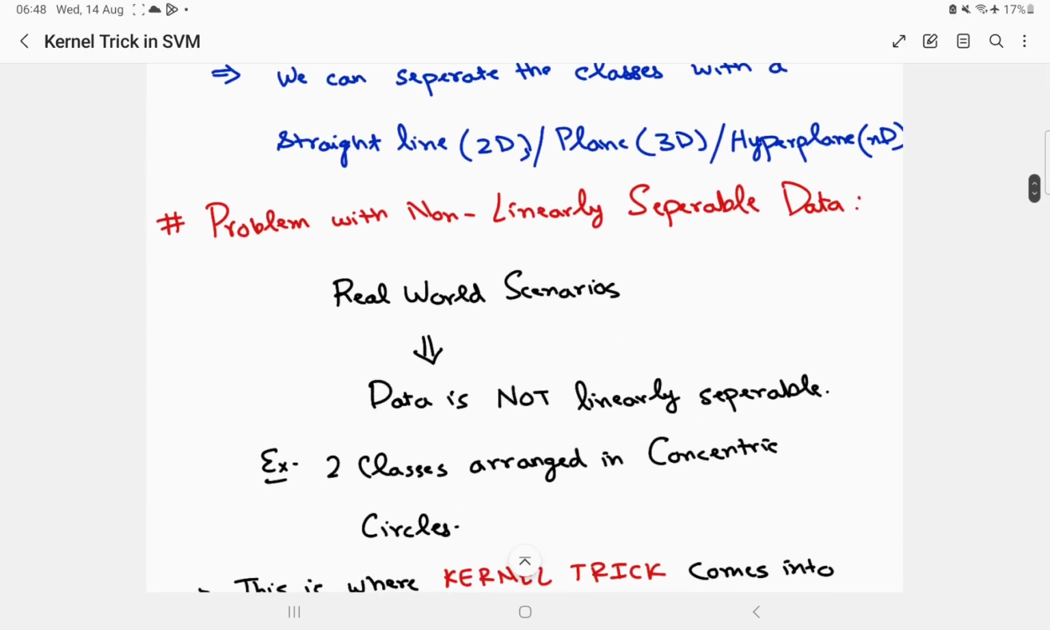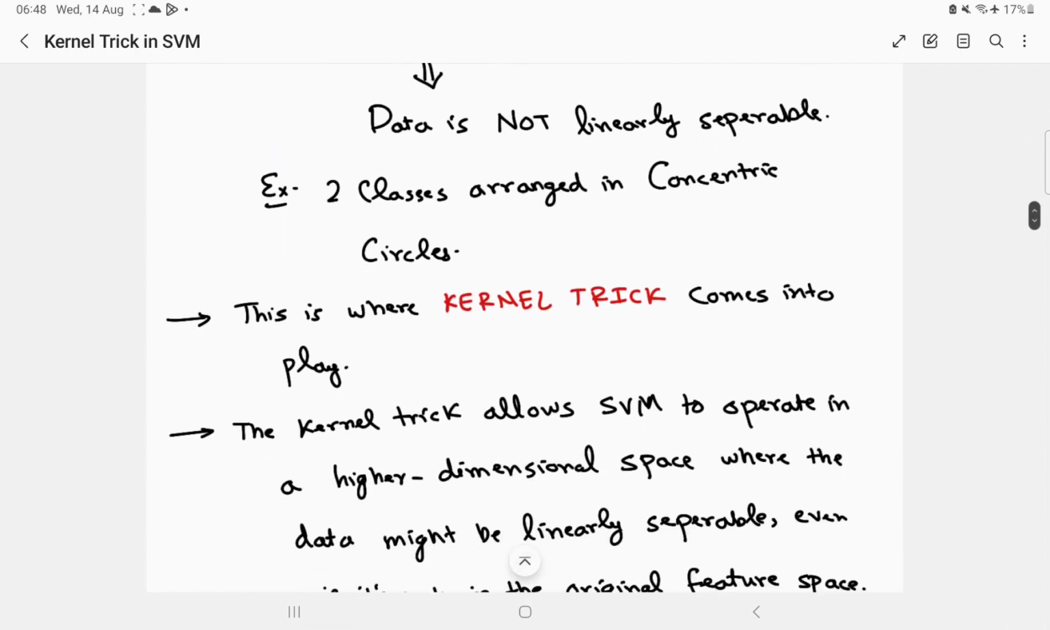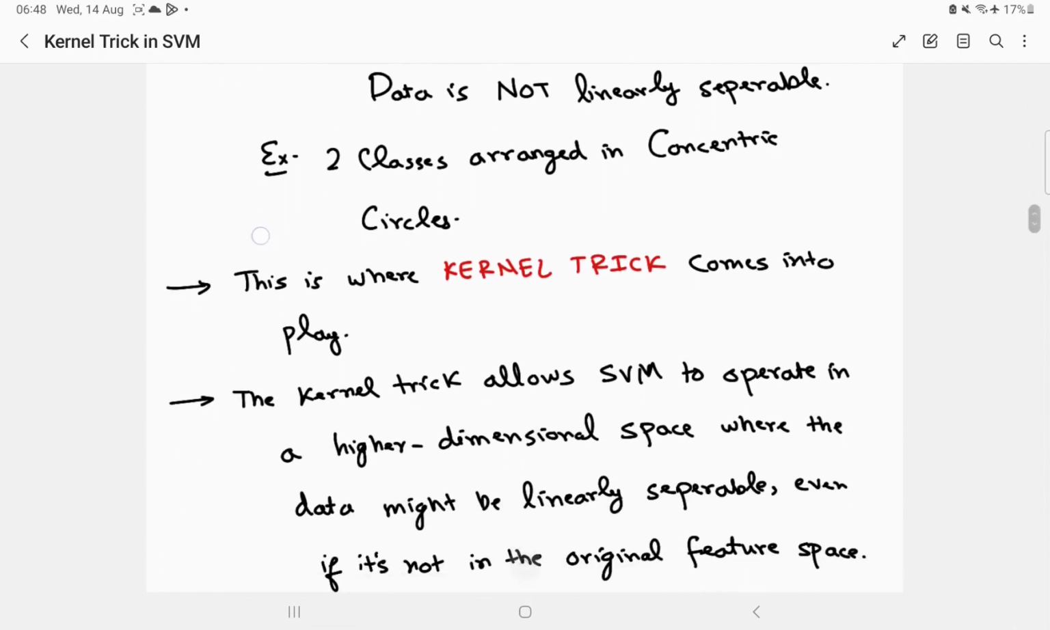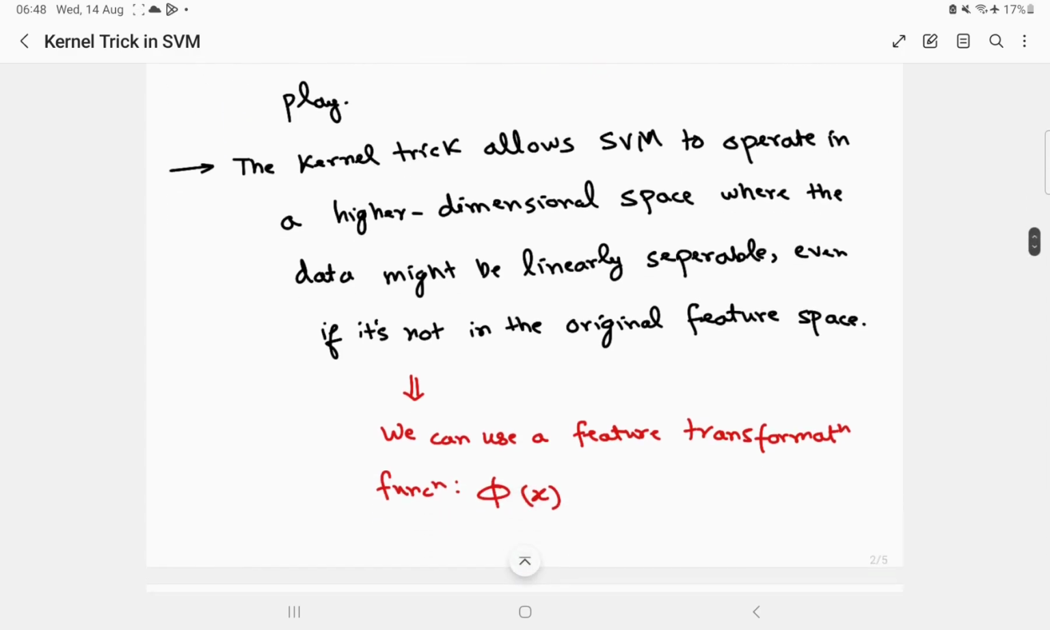Now the problem is with non-linearly separable data, because in most real world scenarios, the data is not linearly separable. For instance, imagine you have two classes which are arranged in concentric circles, and a straight line cannot separate these two groups. That is pretty evident, and this is where the kernel trick comes into play. The kernel trick allows the SVM to operate in a higher dimensional space where the data might be linearly separable, even if it's not in the original feature space. And that's the whole idea behind the kernel trick.